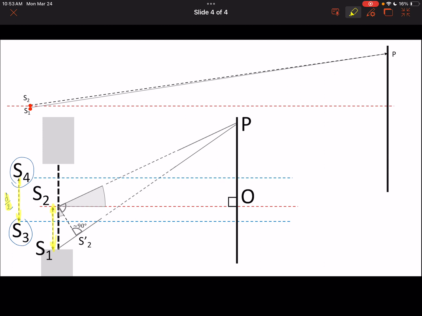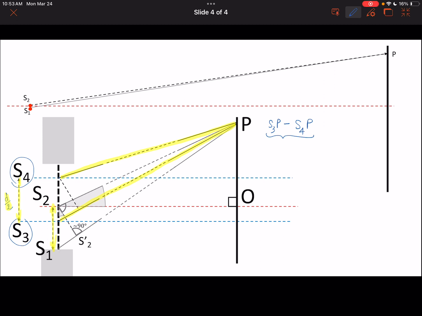Now again, you also have a wave traveling from S4 to P, and another wave traveling from S3 to P as well. And again, we need to find the path difference between S4P and S3P, right? The path difference.